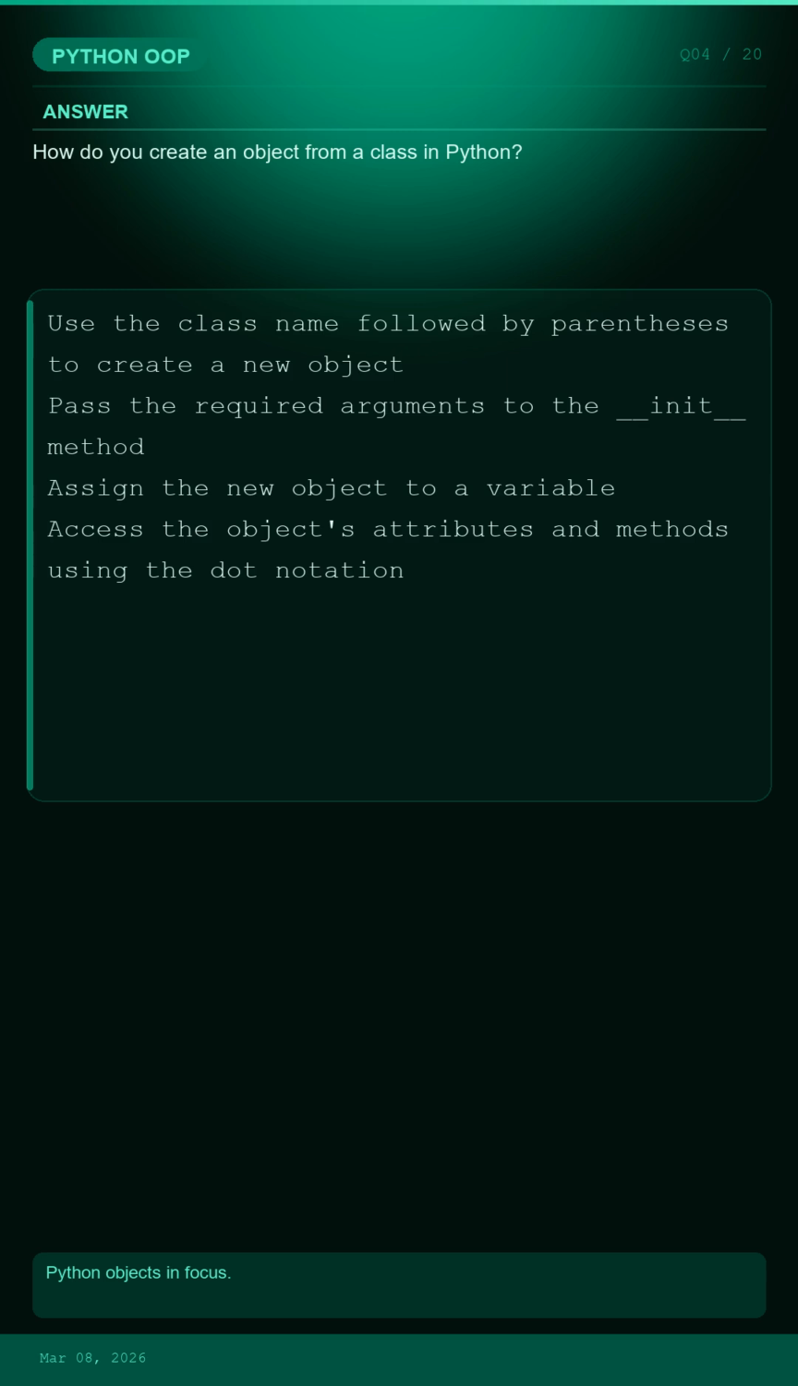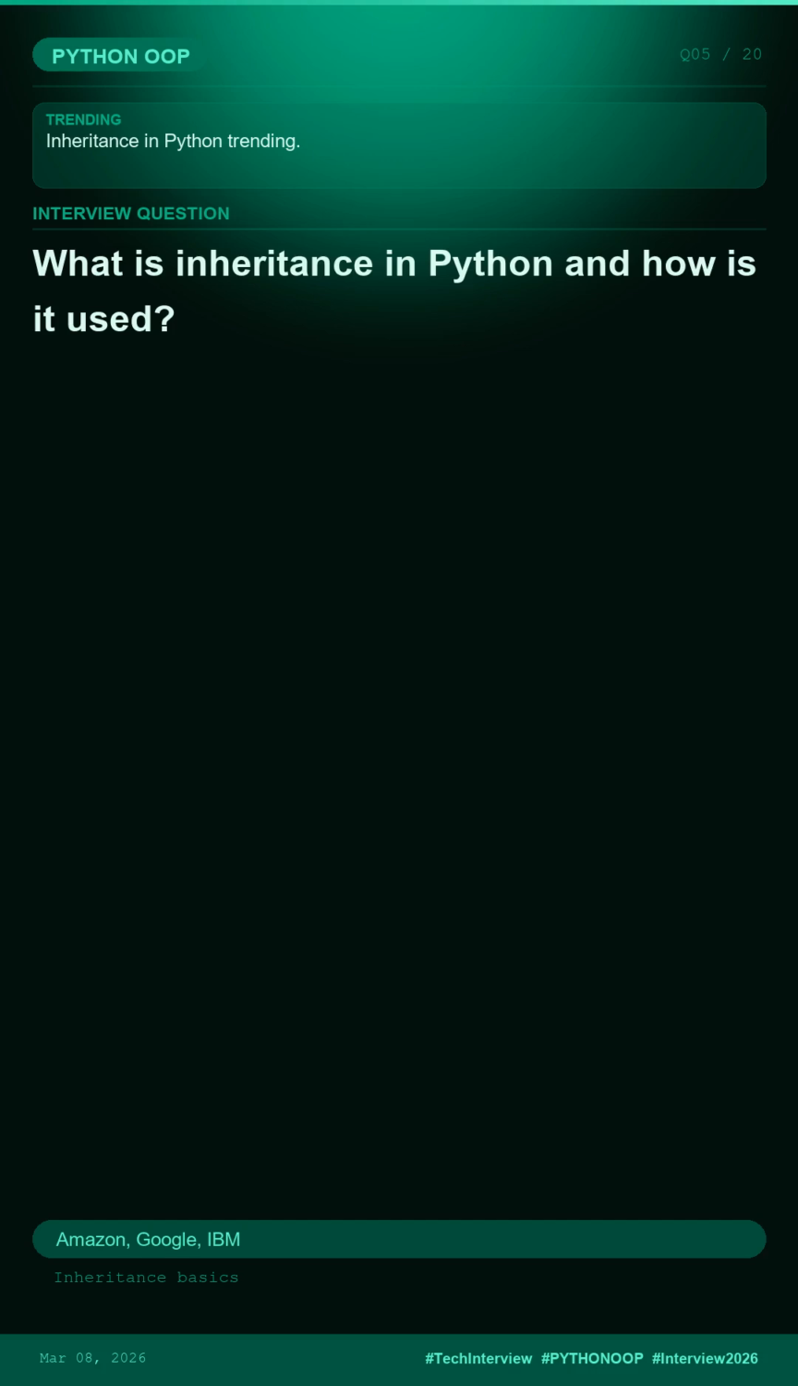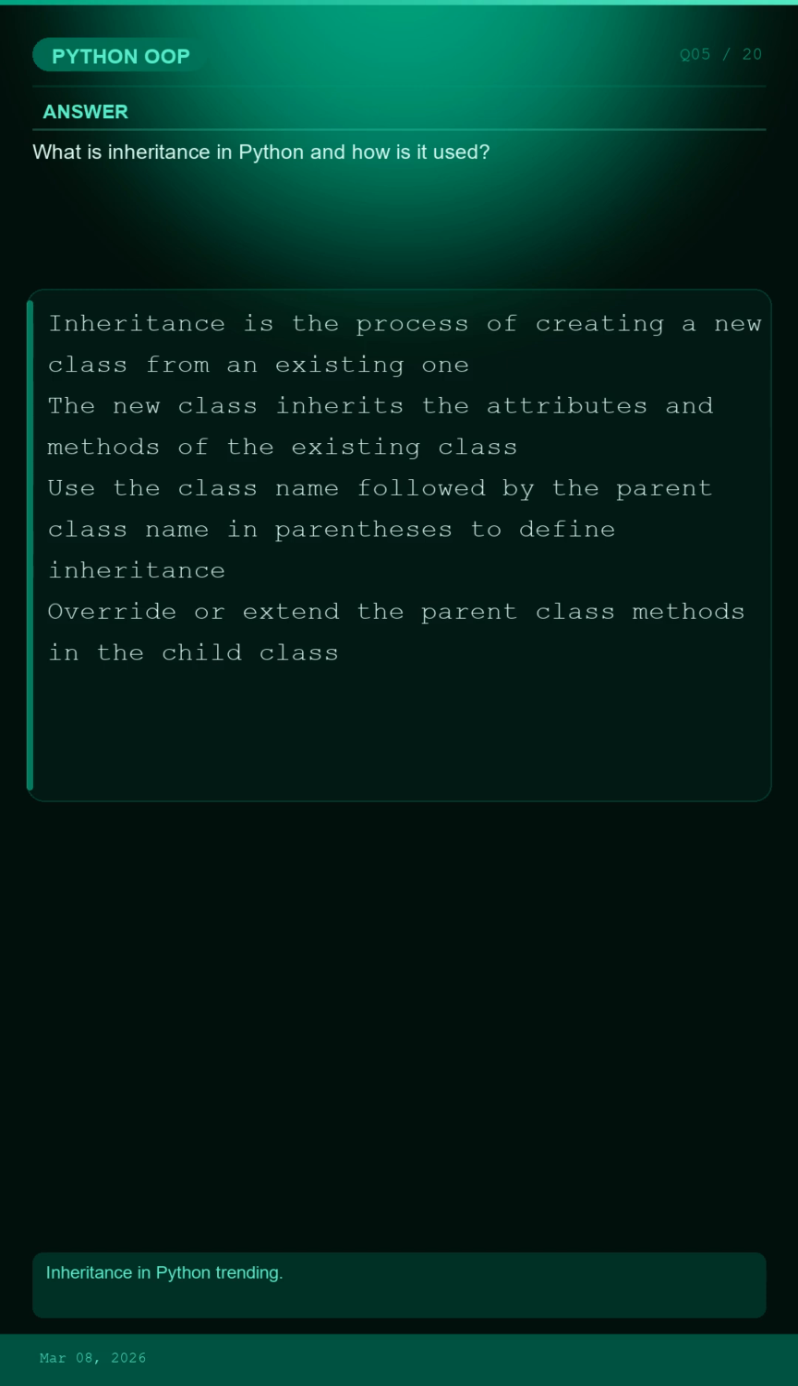Next question 5. What is inheritance in Python and how is it used? Answer. Inheritance is the process of creating a new class from an existing one. The new class inherits the attributes and methods of the existing class. Use the class name followed by the parent class name in parentheses to define inheritance. Override or extend the parent class methods in the child class.